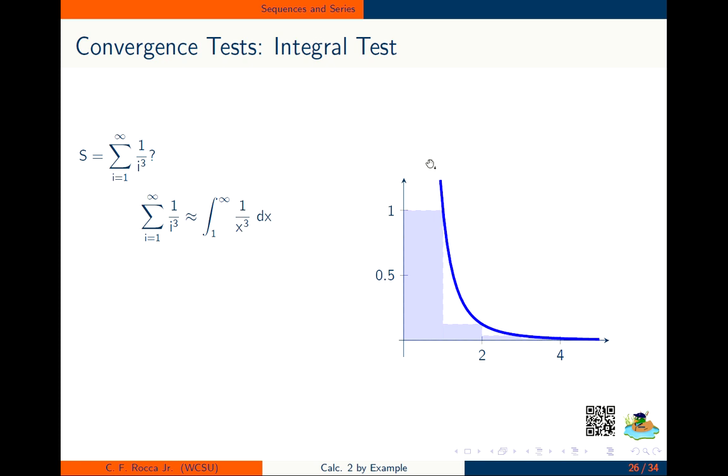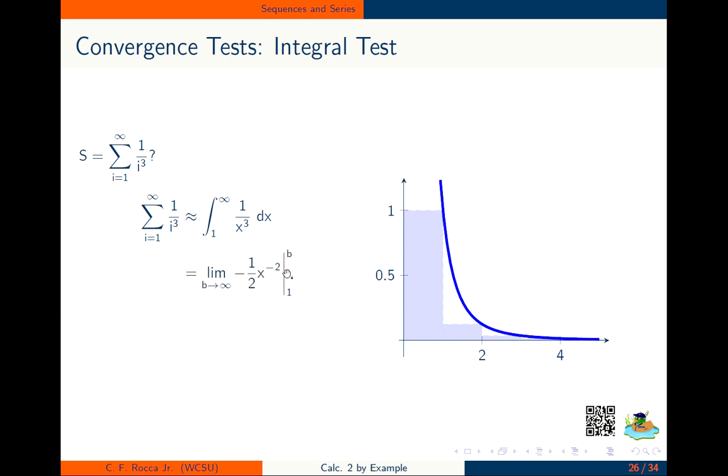And here we have a graph of the function 1 over x cubed, and our infinite series looks like this left box Riemann sum. Okay? And we can see that all the boxes in this left box Riemann sum are below the curve. And so the summation of the series is bounded above by the area underneath this curve. So that's why we're comparing this series to this integral.